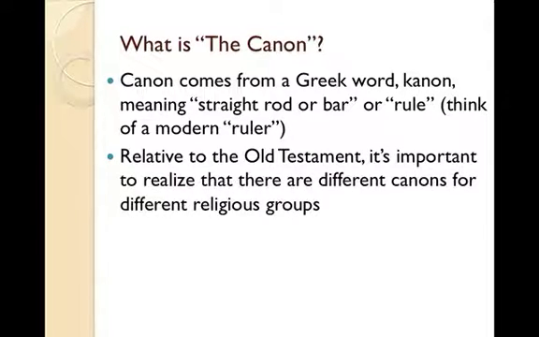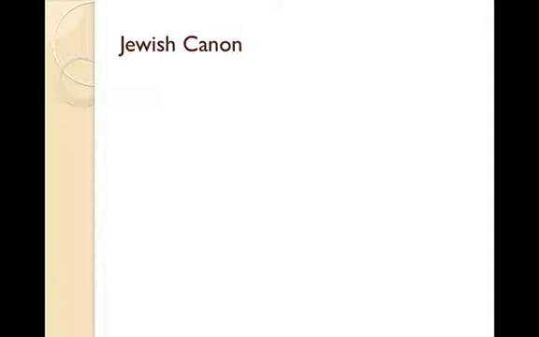So we talk about a canon as essentially a list of books that we consider to be biblical. So, relative to the Old Testament, it's important to realize that there are different canons for different religious groups. Now, this may be old hat to you, or this may be entirely new to you, but it's also very important. So, I think it's easiest to start off talking about the Jewish canon. So, we'll begin with the Jewish canon and then we'll move forward to Christian canons.